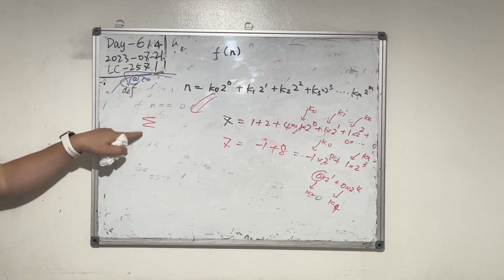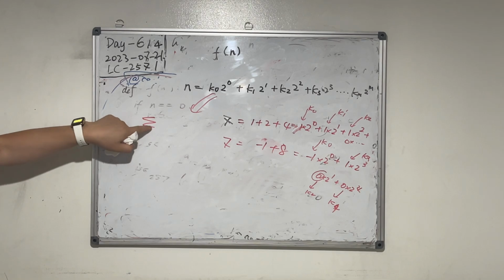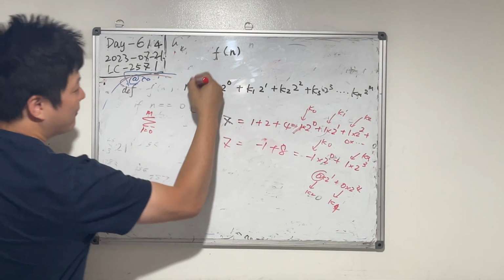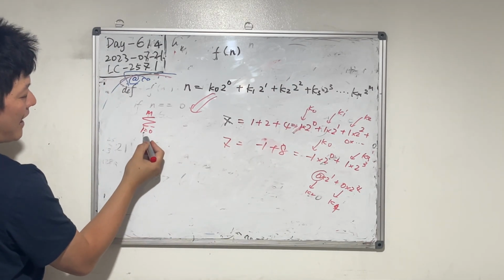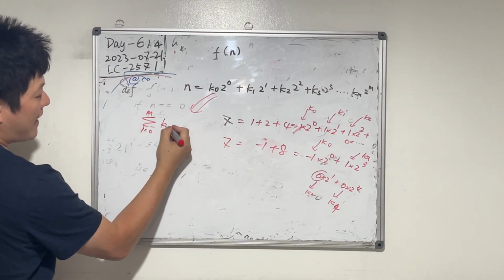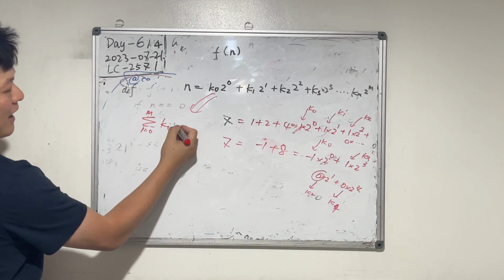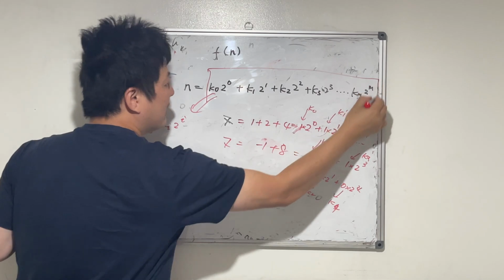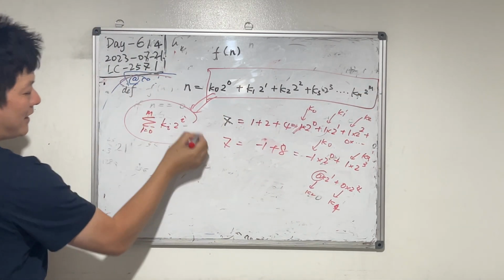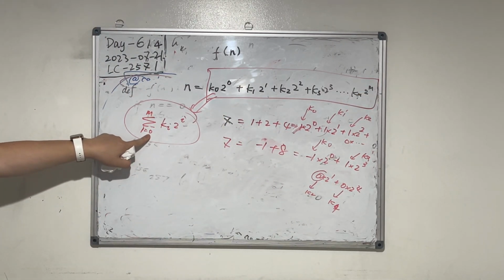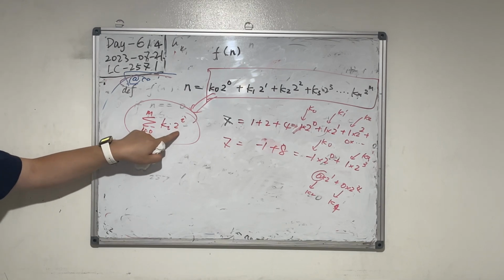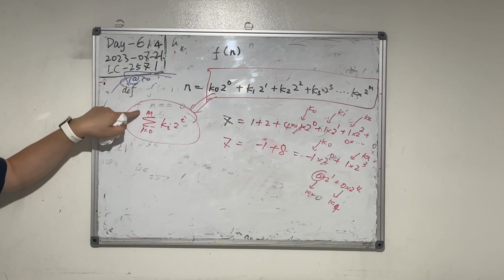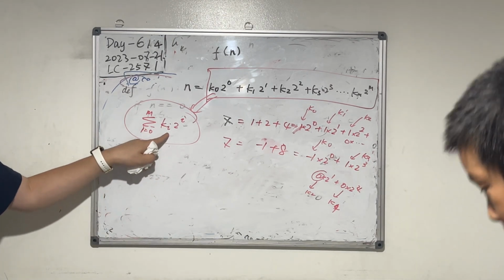We can rewrite this. This is a sum. Remember, this is simple. N equals the sum over i from 0 to m of Ki times 2 to the power of i. Am I right? Look, this whole thing in mathematics. Does it make sense? Ki times 2 to the power of i from 0 to m.